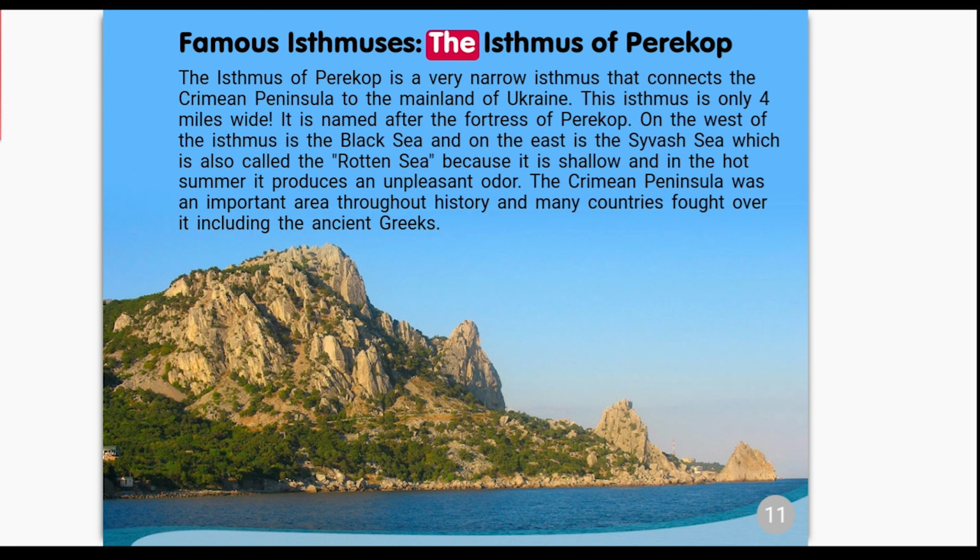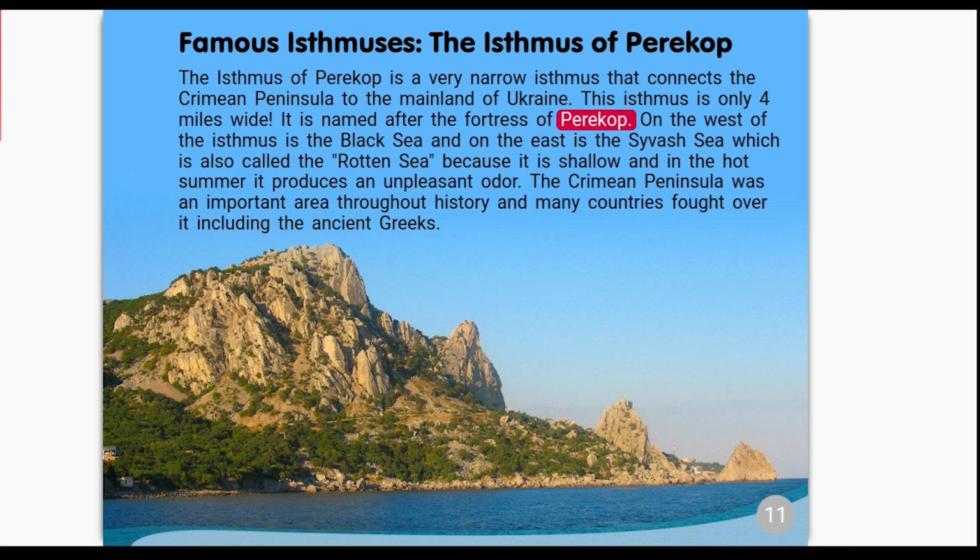Famous isthmuses. The Isthmus of Perekop. The Isthmus of Perekop is a very narrow isthmus that connects the Crimean Peninsula to the mainland of Ukraine. This isthmus is only 4 miles wide. It is named after the fortress of Perekop.